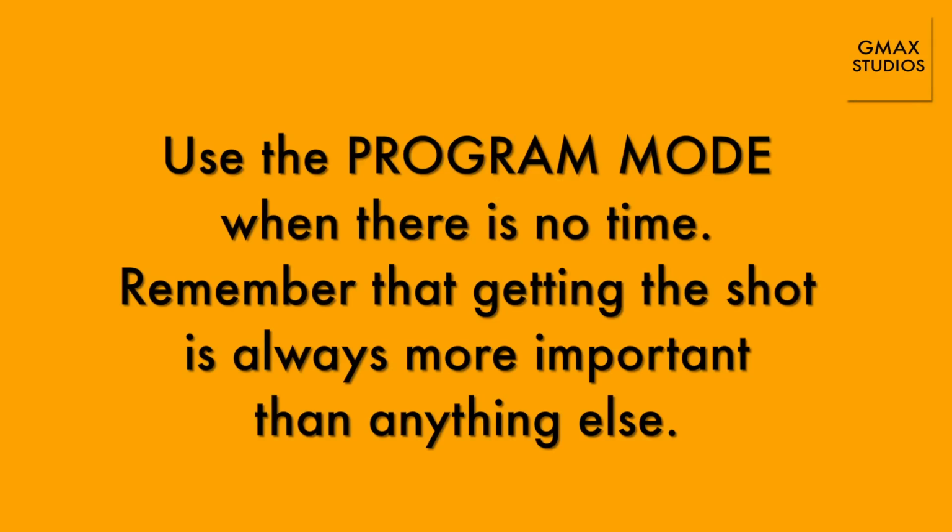We usually use the P or program mode when we don't have time to fiddle around with the settings and take decisions regarding whether to shoot in the aperture priority mode or on shutter priority mode, and we cannot afford to miss the shot.